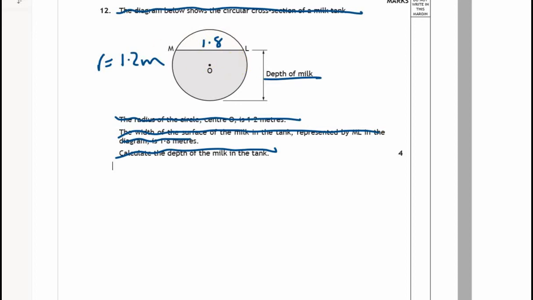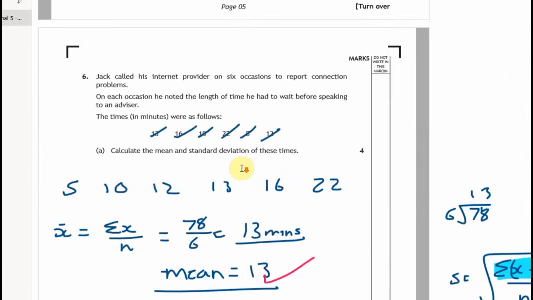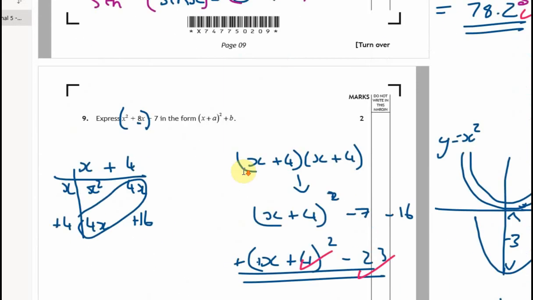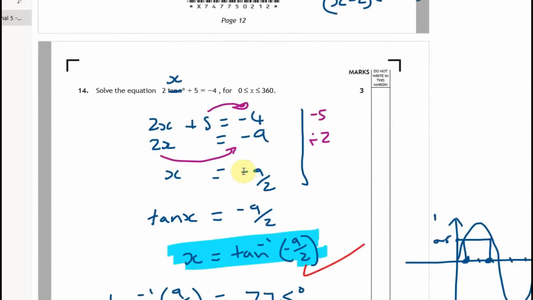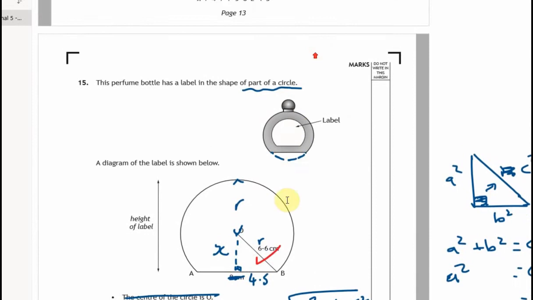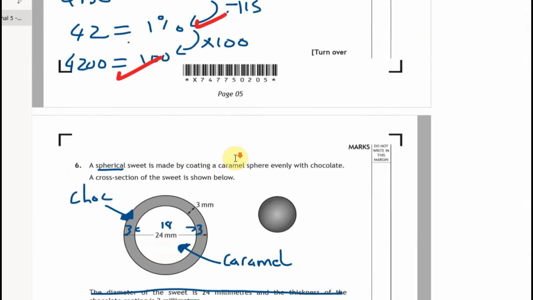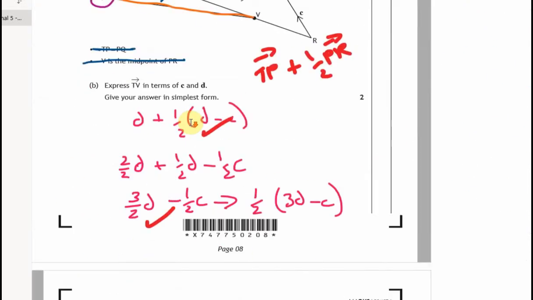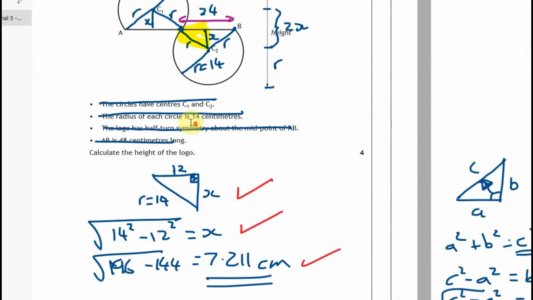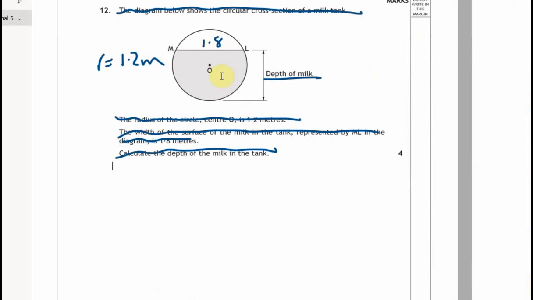In fact, I'll do the 2016 paper. Let's have a look. I'll bet you there's one in here. Yeah, there you go, 2016. We've got this kind of question with the label and the circle. So you maybe see some of the work in there. 2017. I'll bet you there's something in here with a circle. Yeah, there we go. So it was like a logo with a circle. So it is a very popular question, and they love it. But it's actually very, very straightforward.